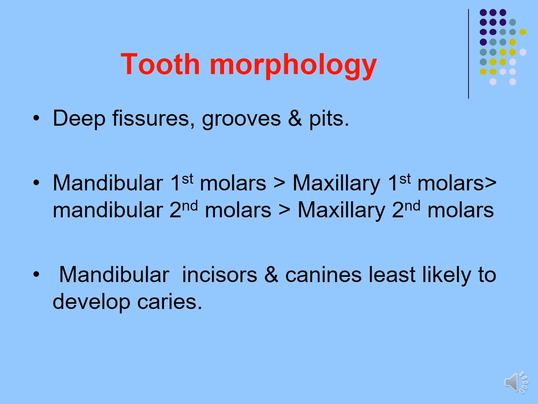Mandibular incisors and canines, on the other hand, are less likely to develop caries because their morphology is that of a self-cleaning surface, right? There are no pits and fissures. They have a smoother surface, and thus there is less adherence of the bacteria on these tooth surfaces.